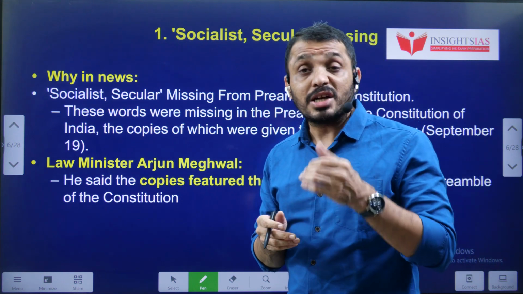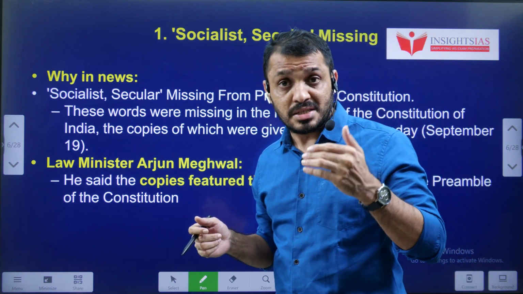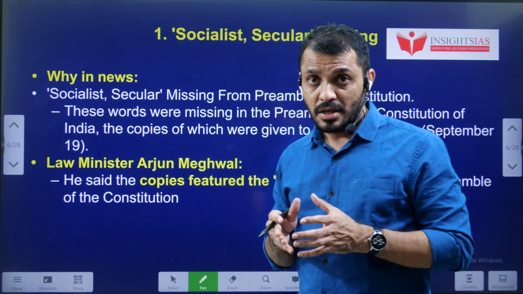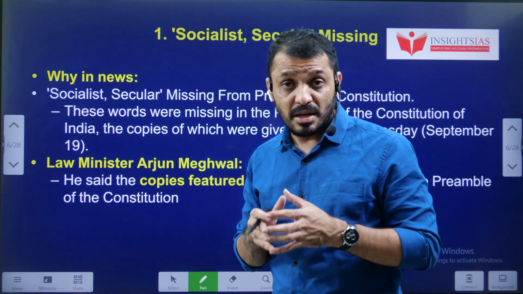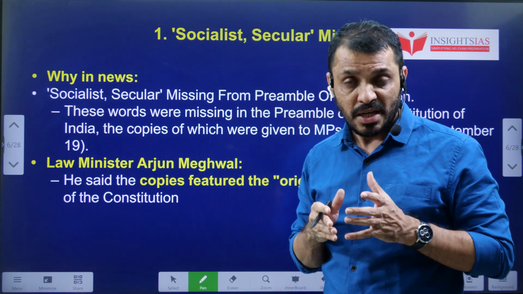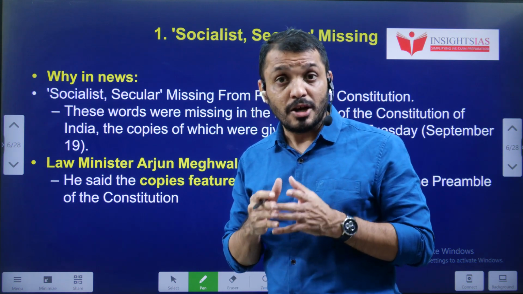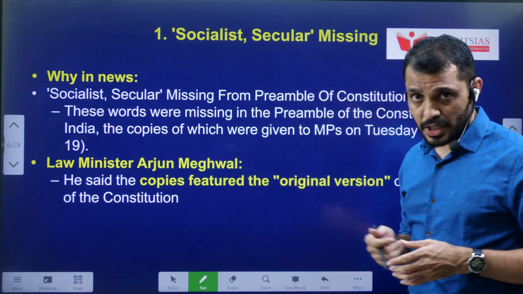So meanwhile, what is your opinion on this particular issue? Because a few years back this kind of issue was raised by a few politicians. They demanded that these words socialist and secular should be removed from the preamble. Of course, the Supreme Court rejected that petition. But meanwhile, what is your take on this particular issue?